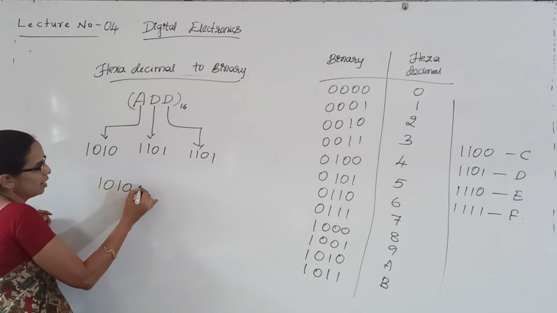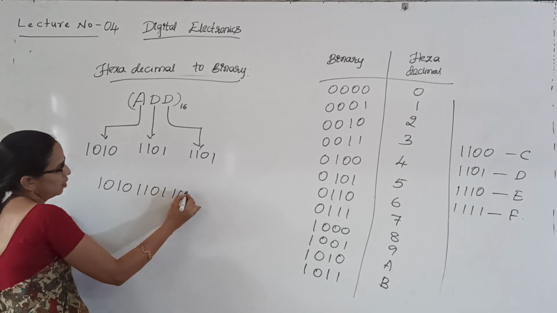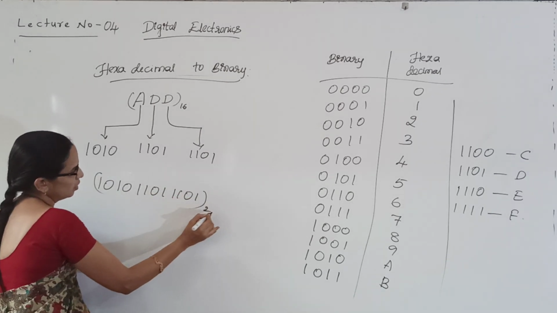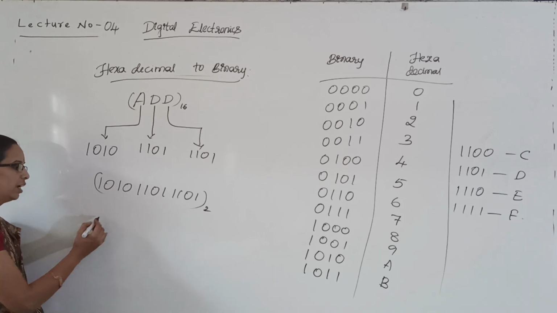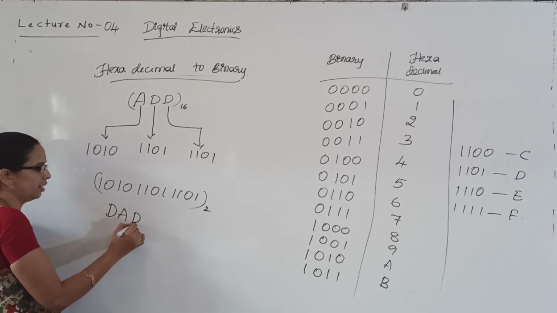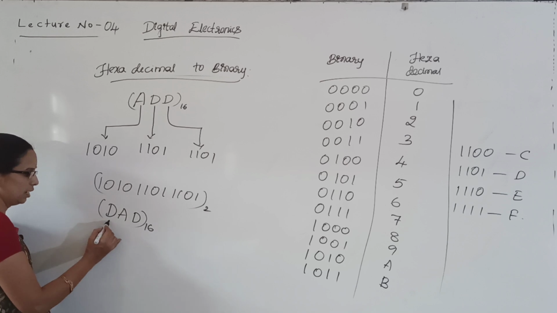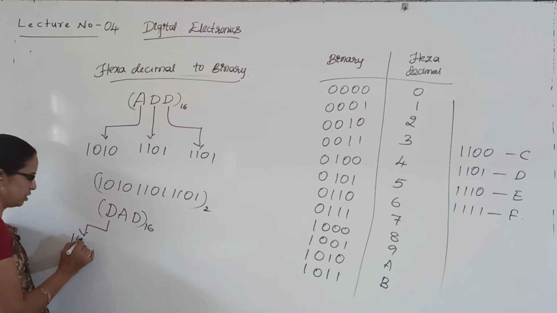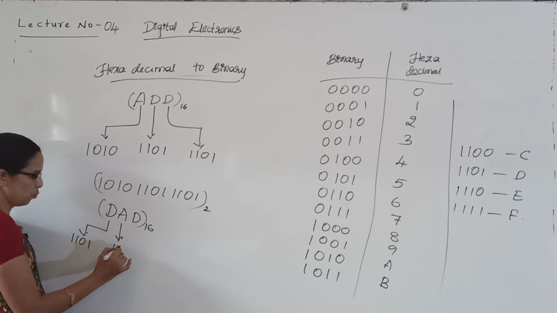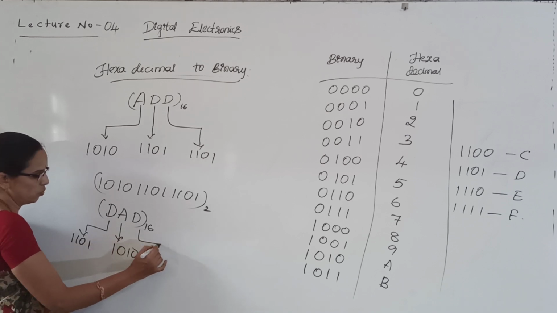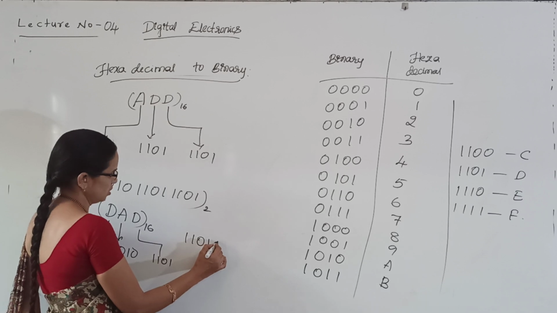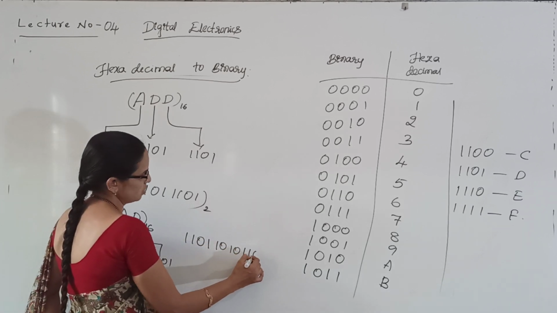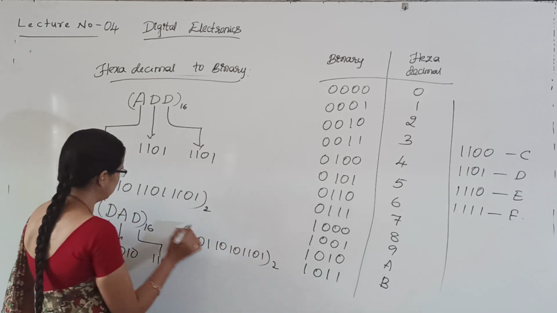So the final answer is the binary equivalent of ADD. You can take DAD. D can be written as 1101, A is 1010, D is 1101. So 1101, 1010, 1101 is the binary equivalent of DAD.